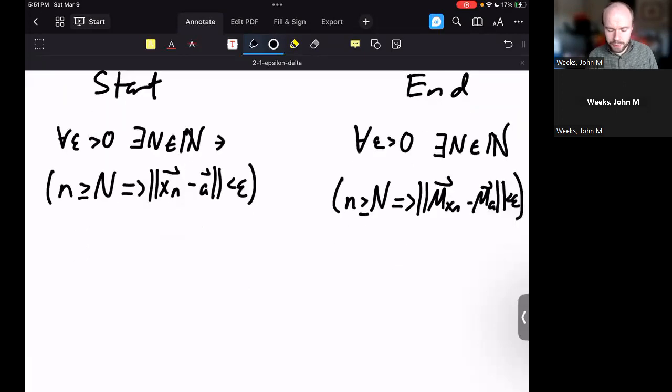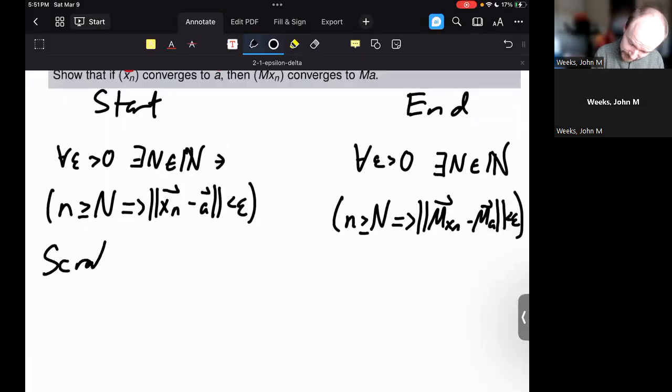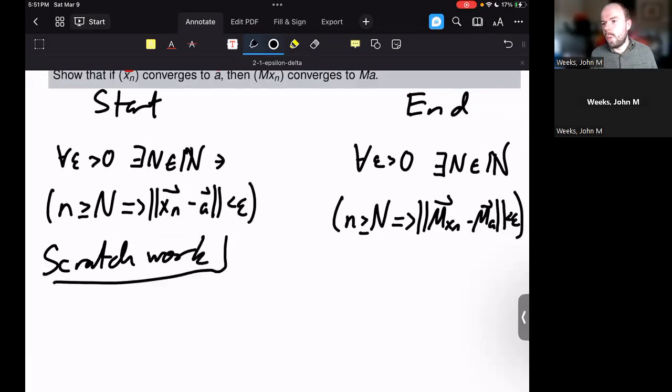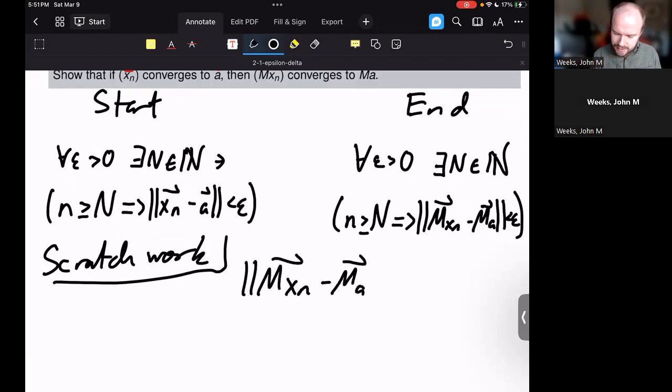So maybe now I go through and do my scratch work. My scratch work says I want to, before I start the proof, try and figure out what I need my little values of epsilon to be in the start column. So I go to the absolute value of m x sub n minus m a, and I start trying to make this look like x sub n minus a, which is something that I know I can control.